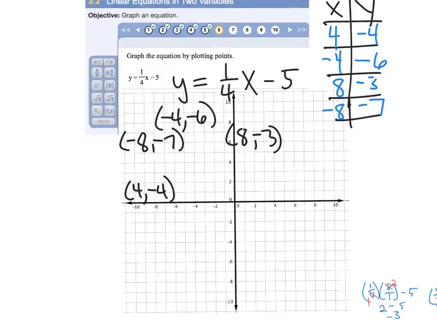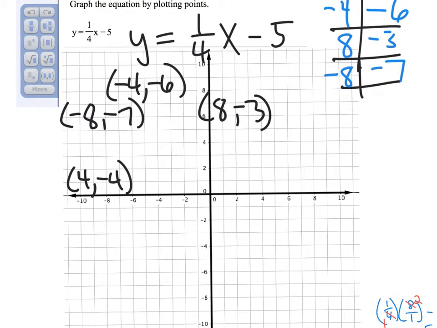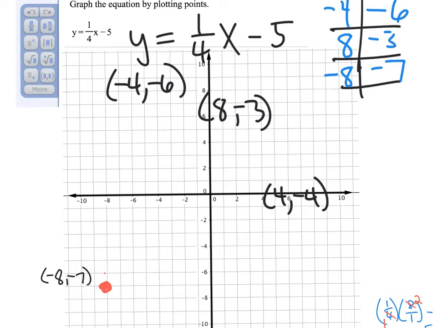So let's move it over, let's zoom in. And so where is -8, -7? Well, -8, -7 is going to go over and down. So -8, -7 is going to go right here. -8, -7. And then where is 4, -4? Well, that's going to be over 4, down 4. And so that's going to be right here. So I can shrink that a little bit.